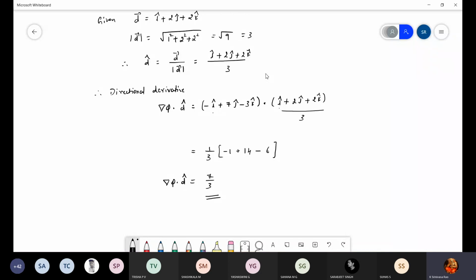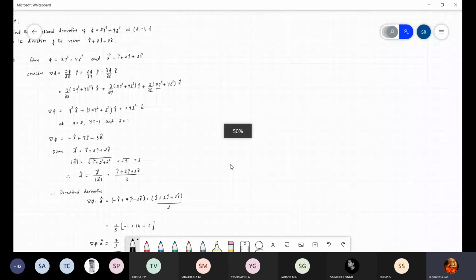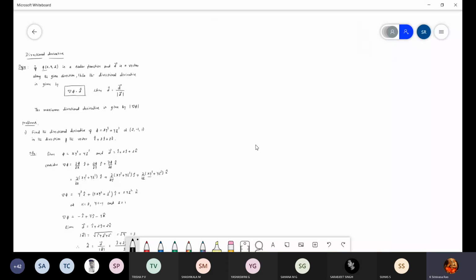So I hope you understand this procedure. If you understand the procedure, whatever the scalar phi and whatever the directional vector d, you can solve this problem. We'll go to the next problem. Yes, second problem.